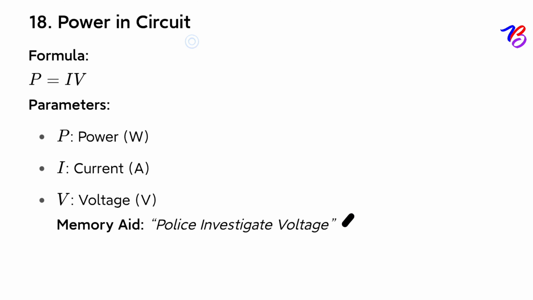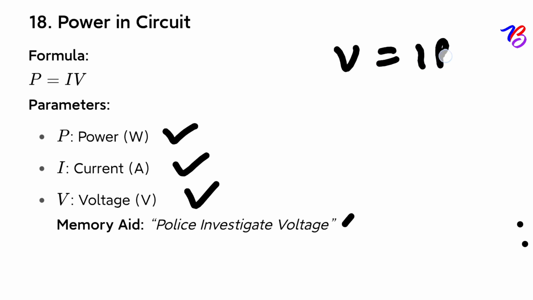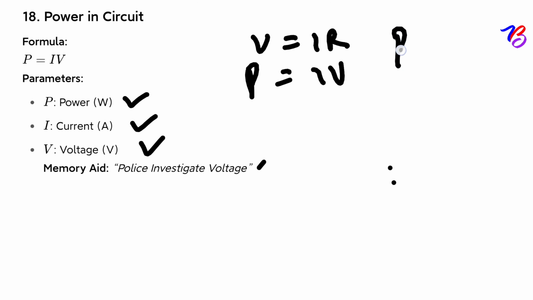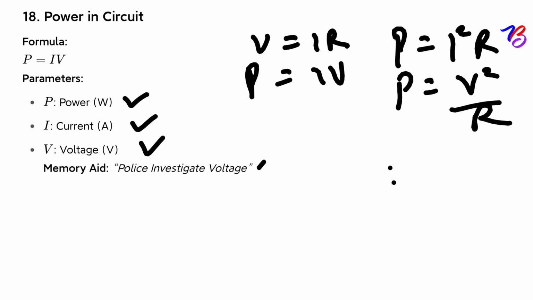Then if we connect that to power in circuit, our formula is P is equal to IV. Okay, then P is power in watt, I is current in ampere, and V is voltage in volt. Please investigate voltage. Are we here? With this, you should be able to memorize the formula for power in circuit. And don't forget that V is equal to IR. You can connect this to P is equal to IV and substitute, so that P is equal to what? I squared R, and P is equal to V squared over R. Are we together? With this, you have connected these two other quantities.